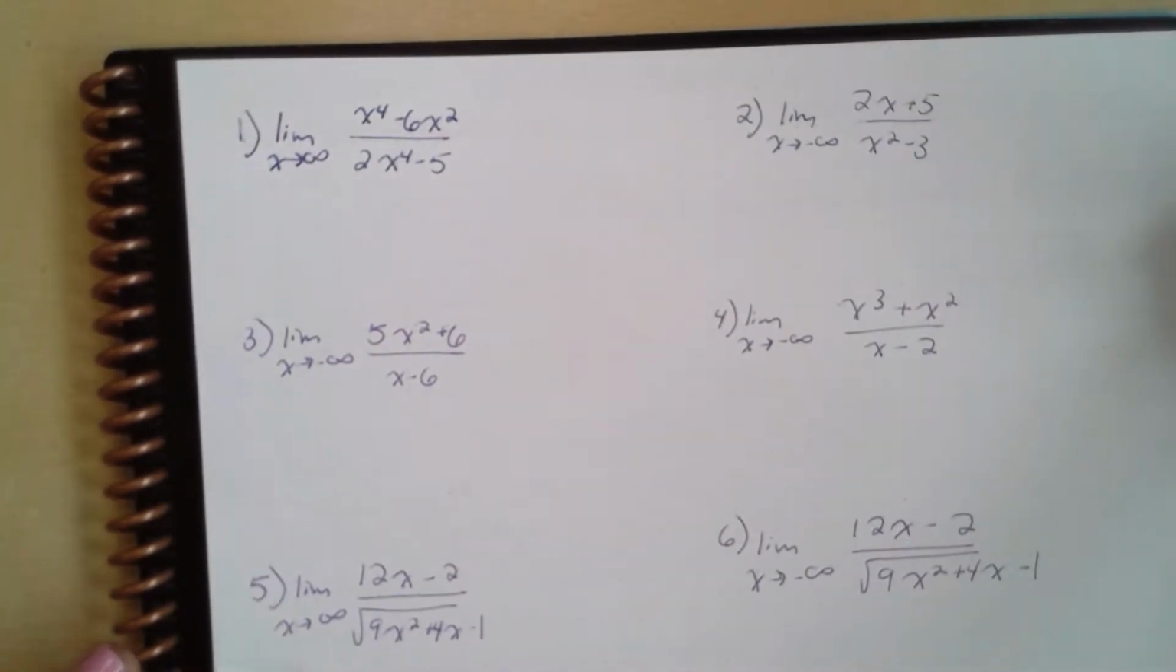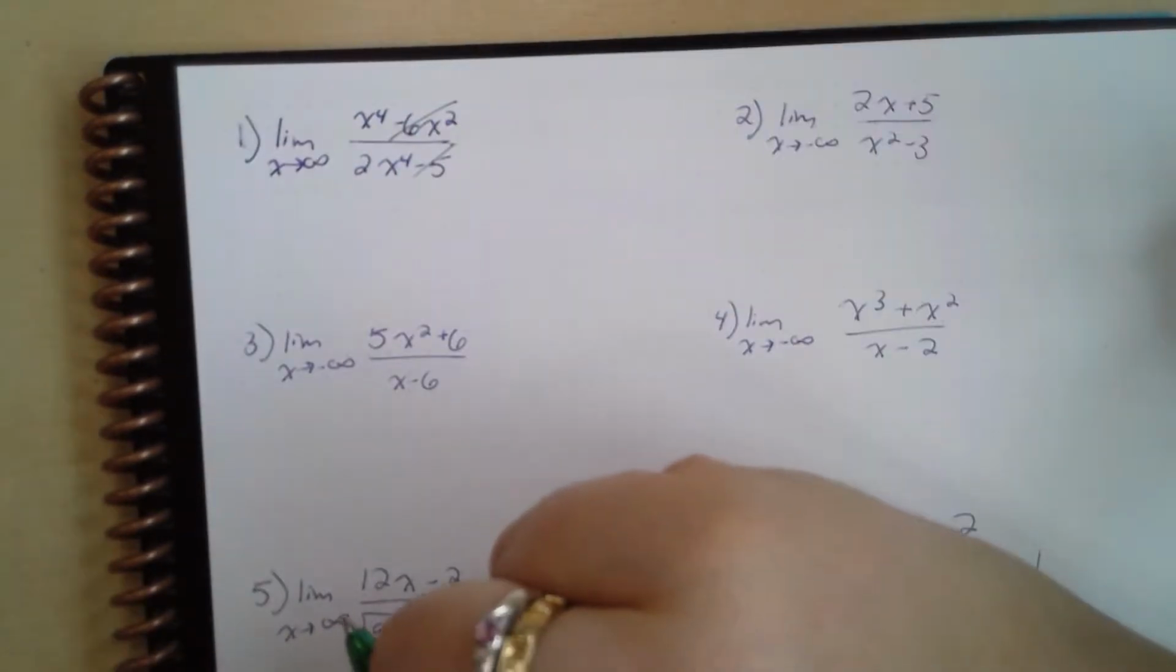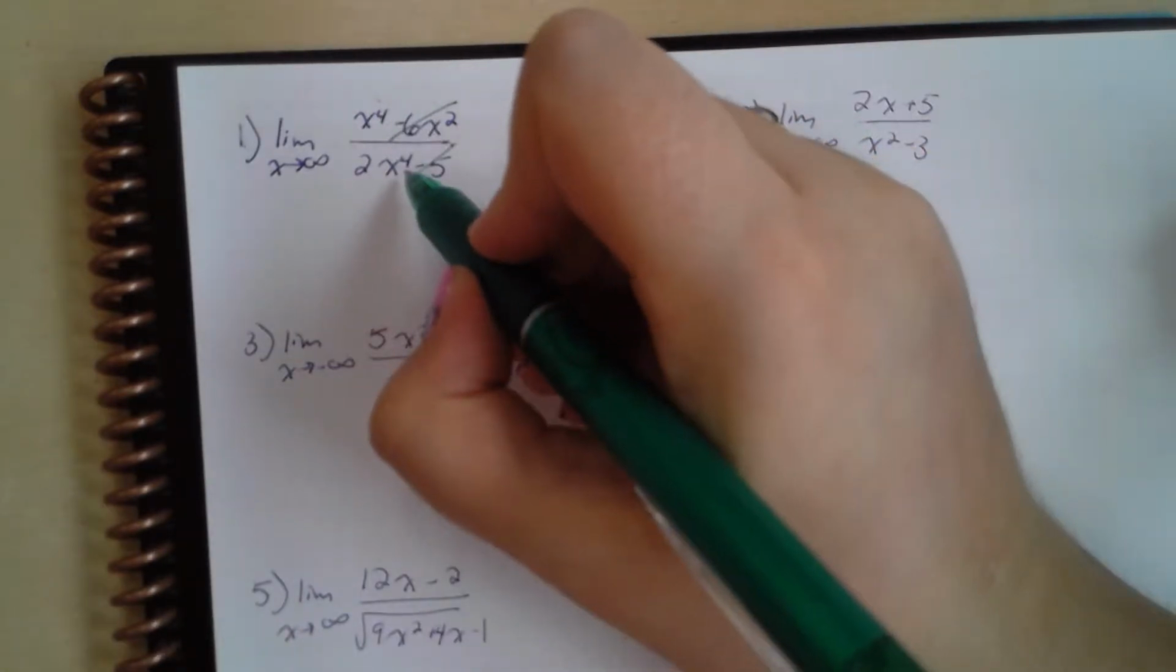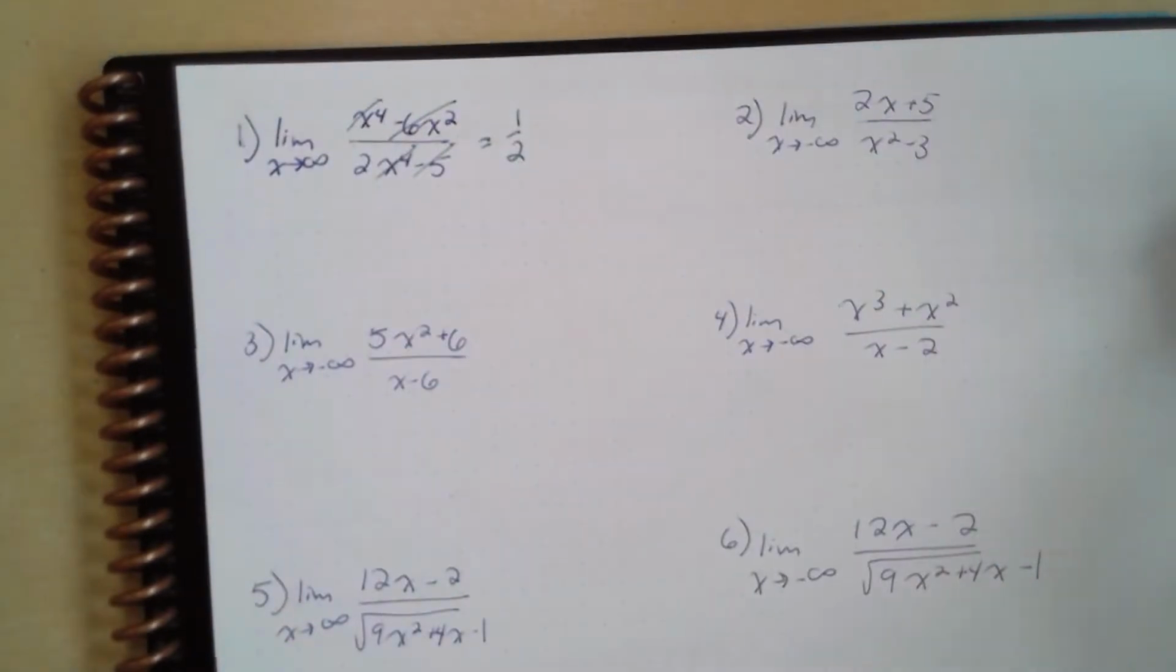Here we have the limit as x goes to infinity of x to the 4th minus 6x squared over 2x to the 4th minus 5. Again, these -5 and -6x squared, nothing matters here. X to the 4th over x to the 4th, those are going to cancel out. Our limit here is just going to be 1/2.